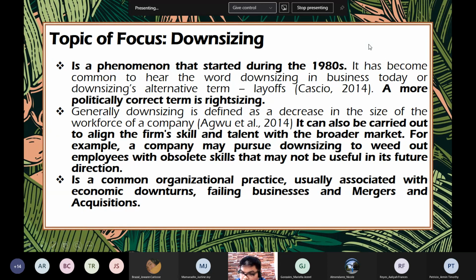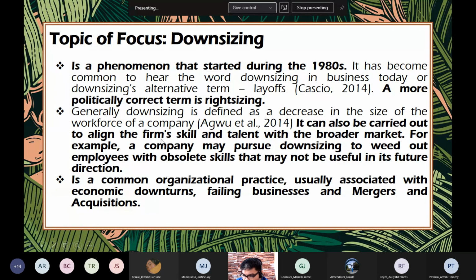A more politically correct term is right-sizing. Whether it's down or right, nagsasizing ka pa rin, nagbawas ka ng tao. Generally, downsizing is defined as a decrease in the size of the workforce of a company. Bakit nagbawas ng tao? This was by Agu et al., 2014.